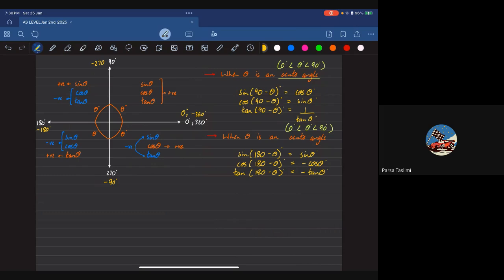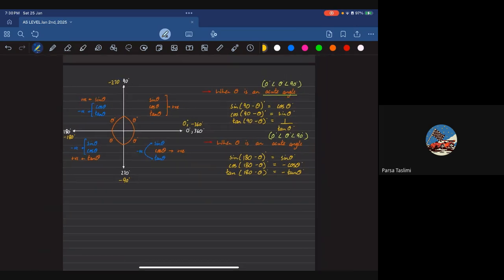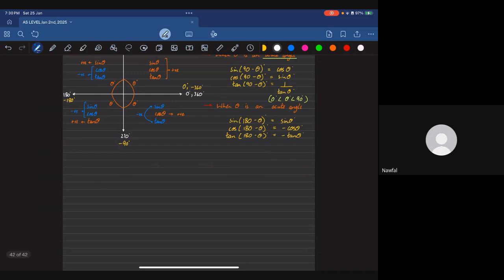Is this clear, guys? Anyone who does not understand this, let me know. No, I'm sorry, I got it. Nofal, what about you with this way? Same here, sir. Clear.